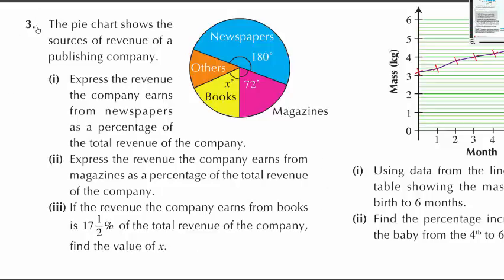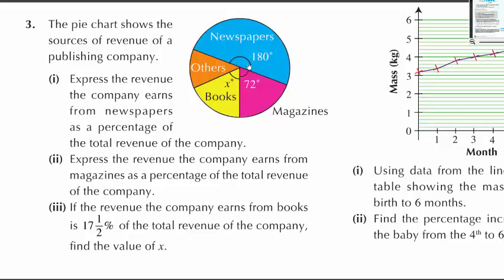Now, in question 3, they say that this diagram shows a pie chart, and the pie chart is the revenue of a publishing company. So express the revenue the company earns from newspaper as a percentage of the total revenue of the company. So you can see that 180 degrees out of a total of 360 is the revenue from newspaper.